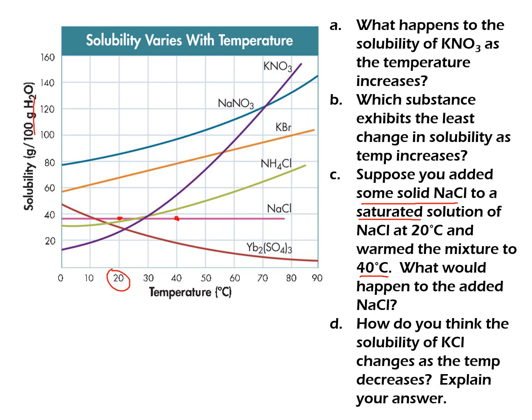All right, last question. How do you think the solubility of KCl changes as the temperature decreases? All right, so again, look at this. How would you answer that? Well, if you're looking at that, you're like, wait a minute. KCl is not on this graph. Is that a typo? It's not a typo. They meant to say KCl, but it's not on that graph. So how could you answer a question about KCl when the graph doesn't have KCl on it?